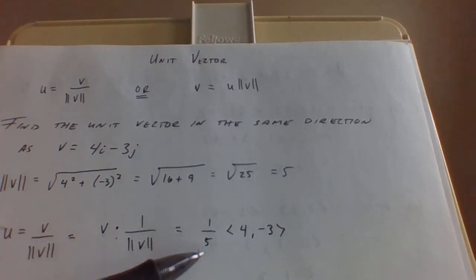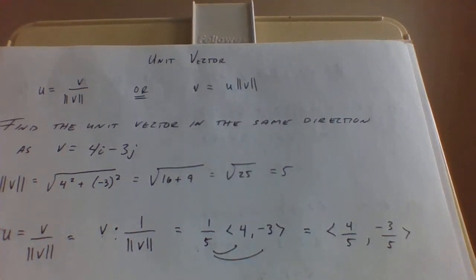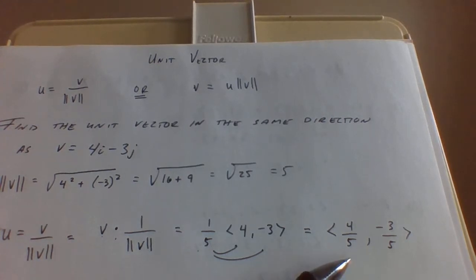Let's go ahead and distribute this 1/5 to each component. When we do that, we're going to get the vector 4/5, comma, negative 3/5. This is our unit vector, which means it has a length of 1. Let's go ahead and take a look at that proof, just so we can verify that it really does have a length of 1.